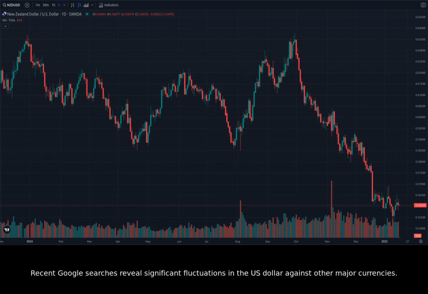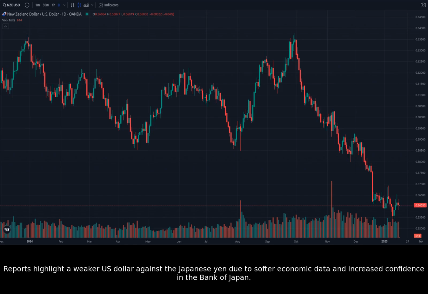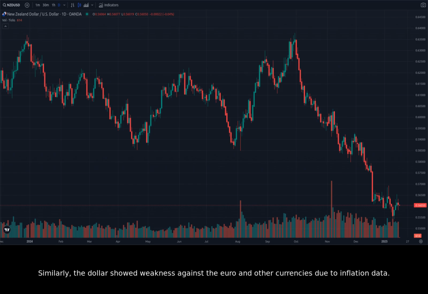Recent Google searches reveal significant fluctuations in the US dollar against other major currencies. Reports highlight a weaker US dollar against the Japanese yen due to softer economic data and increased confidence in the Bank of Japan. Similarly, the dollar showed weakness against the euro and other currencies due to inflation data.